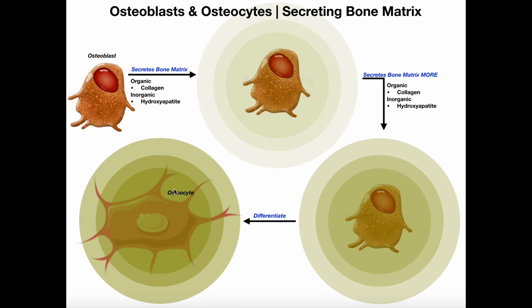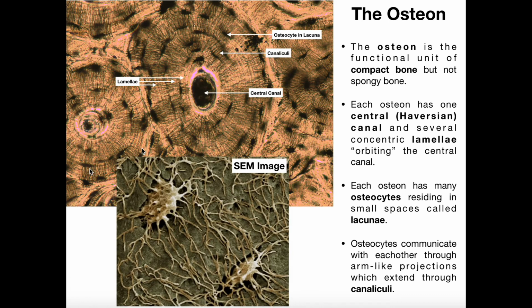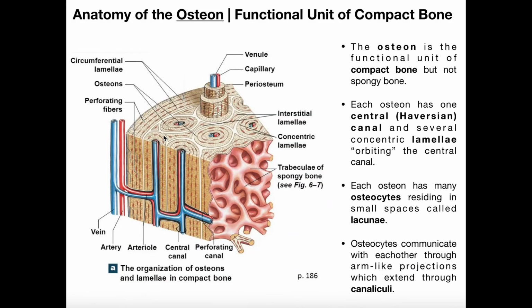Each osteon, which is our functional unit of compact bone, those circular regions right here, has many, many osteocytes. Those osteocytes can communicate with each other through those arm-like projections that run through those canaliculi. Then each of the osteons is composed of several concentric lamellae, which are rings that run around the central canal, which of course contains blood vessels.